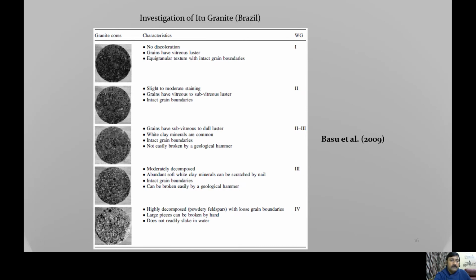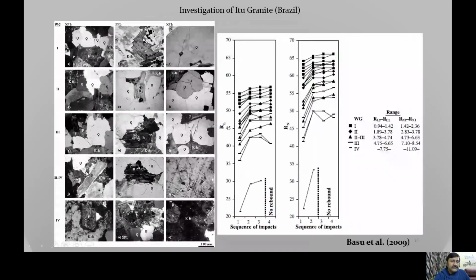On the left-hand side, I show you the photomicrographs corresponding to this E2 granite with reference to different weathering grades. Some things are similar in this case also: the biotite is getting more and more chloritized, the feldspar is getting more and more sericitized, and quartz is getting more and more disintegrated. So these things are pretty common in both granitic rocks.